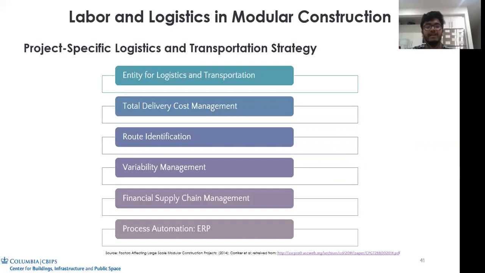Then comes variability management. When it comes to transporting these goods, there are some unexpected occurrences that can happen, and proper risk management should be done for these unexpected incidents. So variability management is also very important. Financial supply chain management should also be done so that you are optimizing your working capital. And last but not the least, a proper ERP system should be implemented so that there is process automation and you're using as little time as possible to build a particular module.